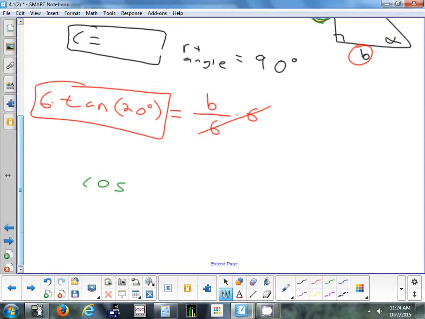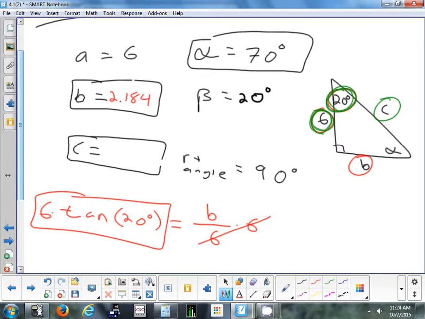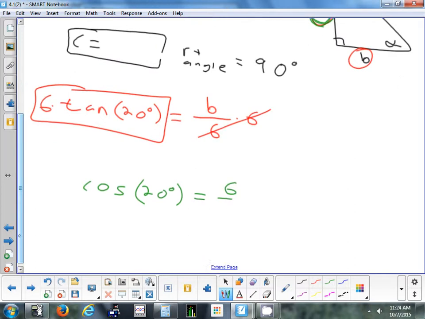Okay, so it's cosine of my angle equals adjacent over hypotenuse, 6 over C. Now this is the case where you've got a number on the top, and you got a letter in the bottom. What's the trick to get C by itself quick?